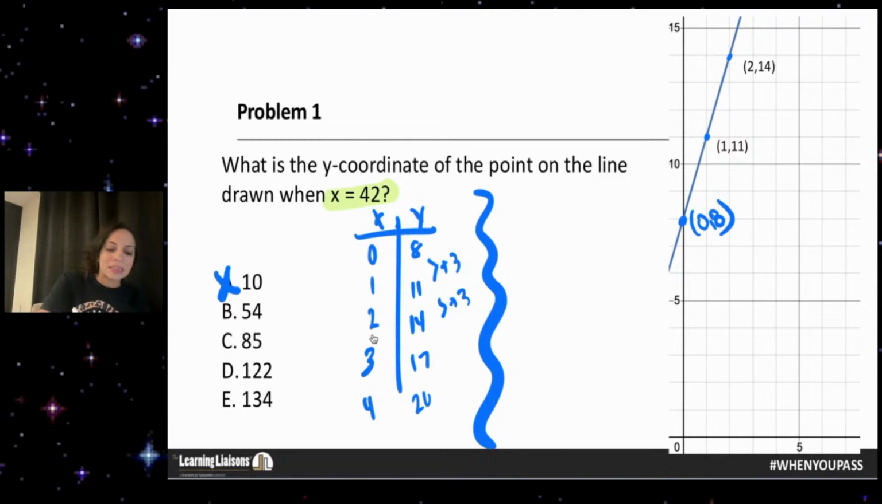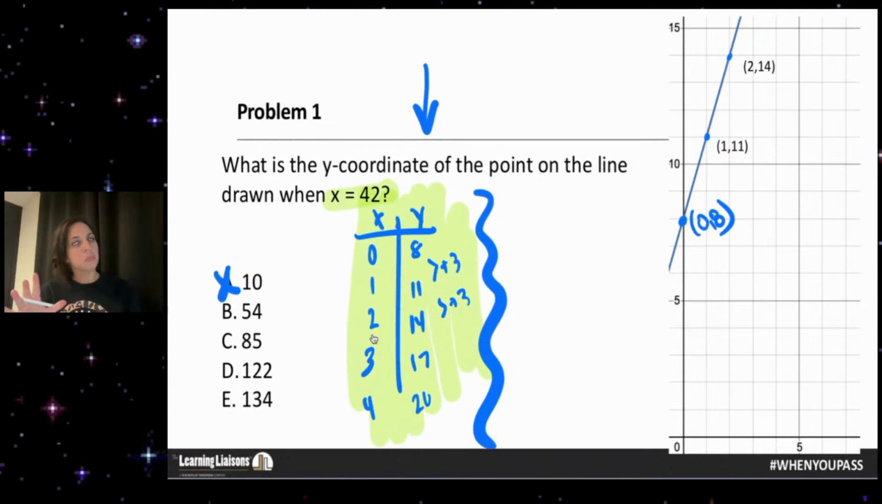So is this way a way you can do it all day long? Is this way reliable? I'd say it's almost reliable, because there's a whole lot of computational error that can happen if you're doing that plus 3 process 42 times. Is it a possibility to get the right answer? Absolutely. So if that's the way that you would choose to do it, go for it. The algebraic way.